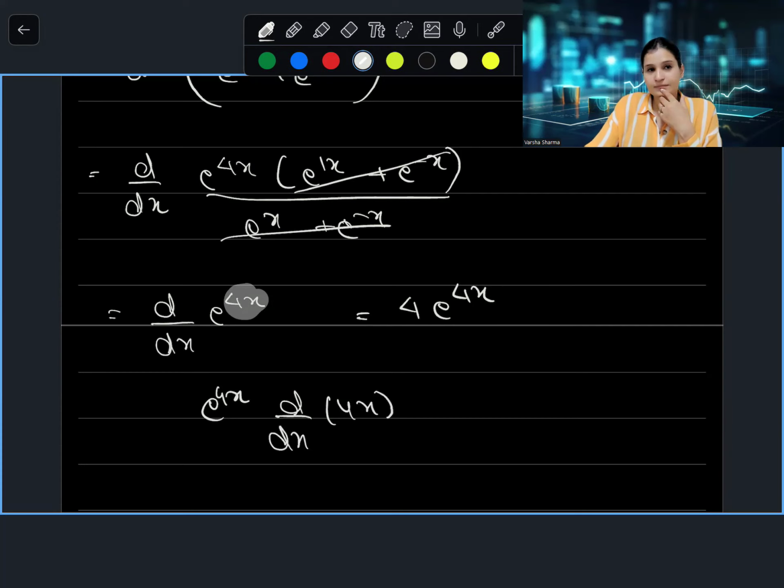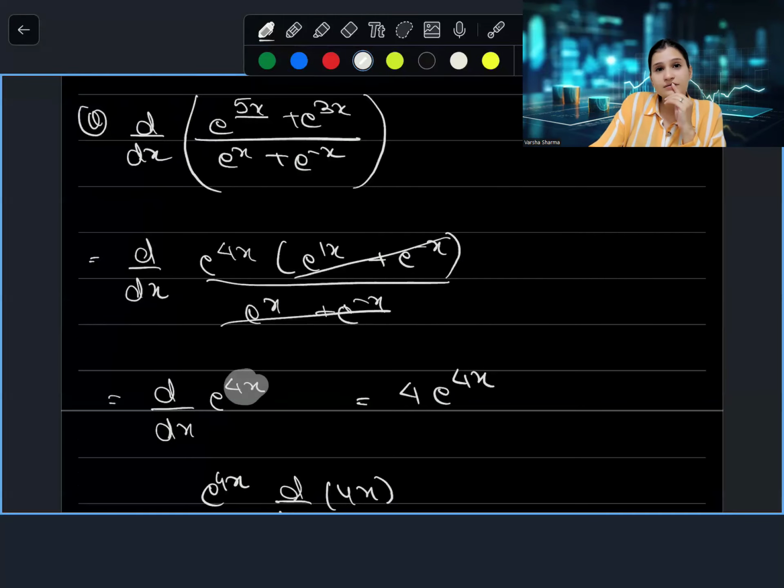And we cannot take e to the power x common from the denominator. We cannot take e to the power x common from the denominator, right? Then you will have e to the power 4x plus e to the power -2x. Okay, ma'am. You can do that. Then you have to also take similarly in the numerator also. You could have done long division also. Long division also, you would have got the same answer.